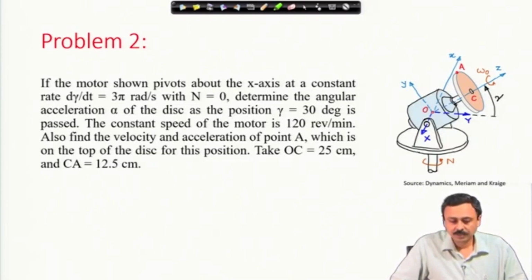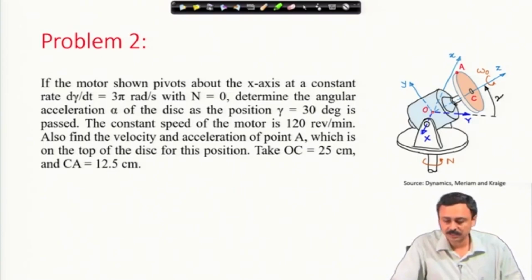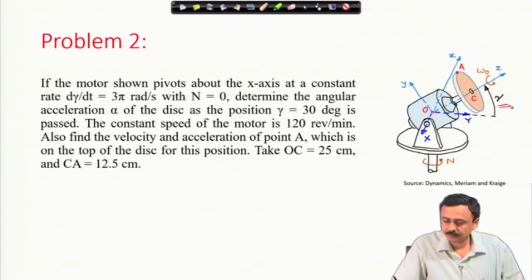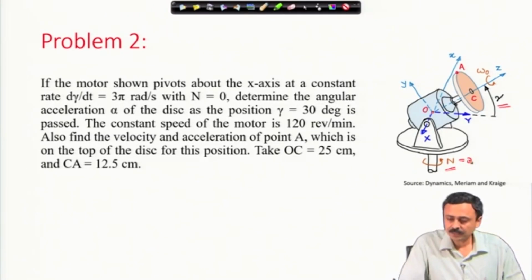If the motor shown pivots about the x axis at a constant rate d gamma dt equal to 3 pi radian per second with n equal to 0, determine the angular acceleration alpha of the disc as the position gamma equal to 30 degrees is passed. In the figure you can see this is the angle gamma and this is n, which is given to be 0, it is fixed. The motor is spinning and this gamma is increasing at 3 pi radian per second.